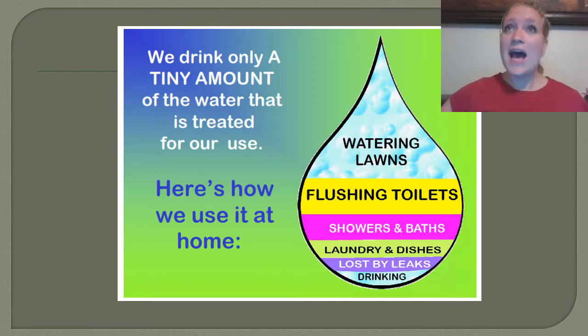Only a tiny amount of the water that is treated, so we take our salt water and treat it, is actually being used for drinking. Here's how we use our water. We use it for watering lawns, flushing toilets, showers and baths, doing laundry and dishes. Some of it's lost by leaks. Those leaky pipes are making a difference. And then way down at the very bottom is how much is drinking water.